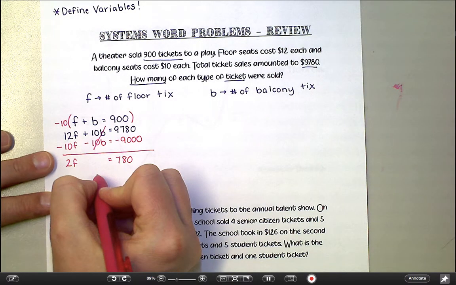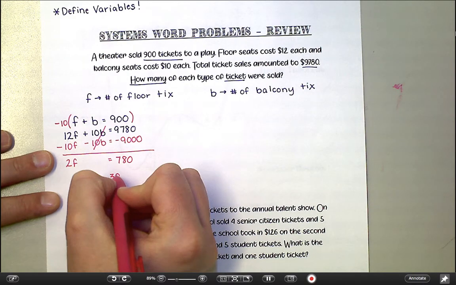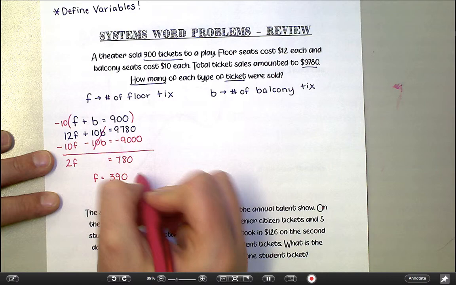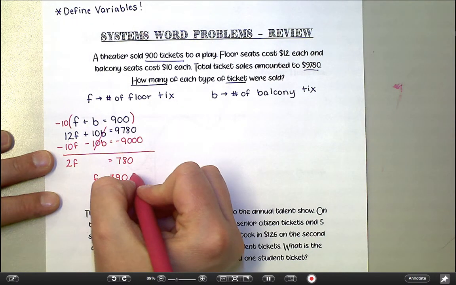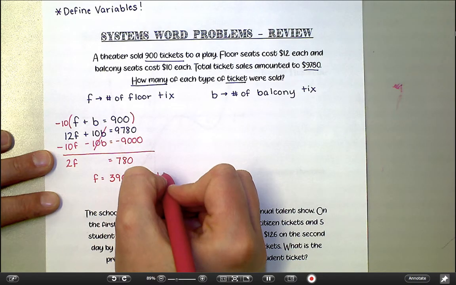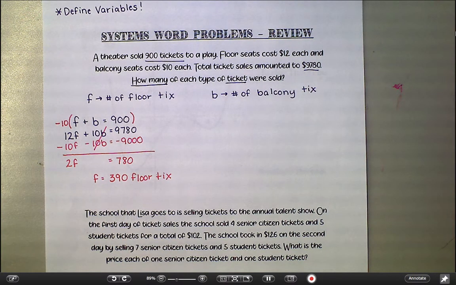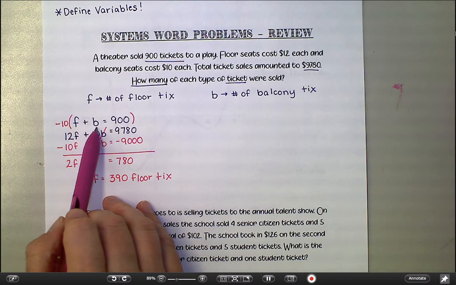Divide by 2, and I get F equals, I believe that's 390. So that means I have 390 floor tickets that I sold. Now we need to go back and figure out how many balcony tickets that means we sold. Well, this is pretty easy because we know floor and balcony together make 900.